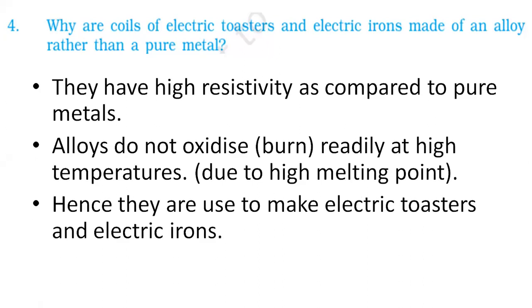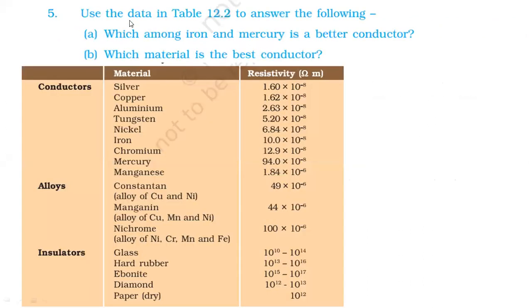Fifth question. Now, in the fifth question they are saying to use table 12.2. So 12.2 is nothing but this table which you are seeing on the screen, which is given in our textbook. They are asking you to take the reference of table 12.2 and answer these two questions based on this table. The first question is, which among iron and mercury is a better conductor? So they are asking, use this table, compare iron and mercury, and tell us which is going to be a better conductor.